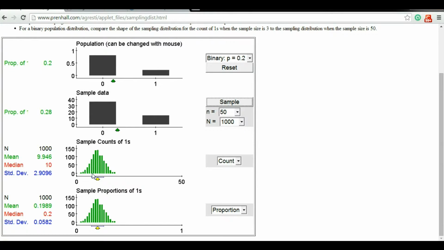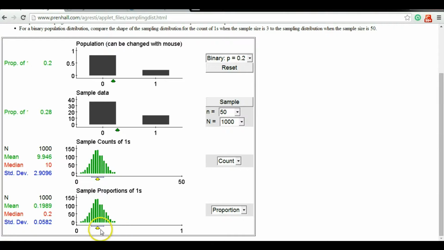Okay. So what this shows here, again, is the number of people who like house. So where is this centered? What's the largest bar here? Well, the mean is 9.946, which is an approximation of if we took a sample of 50 people and 20% of people like house, we would expect this to be centered at 10, because 20% of 50 is 10.